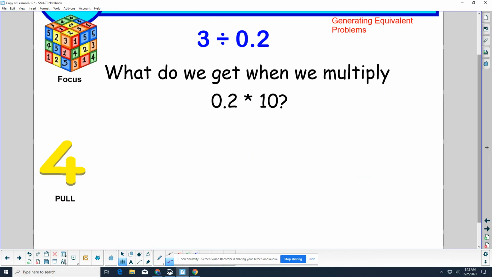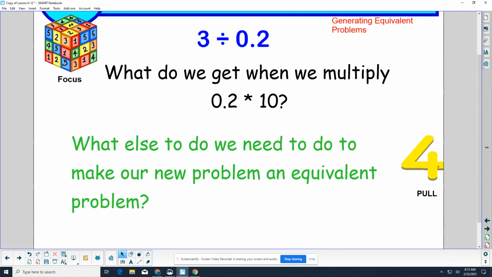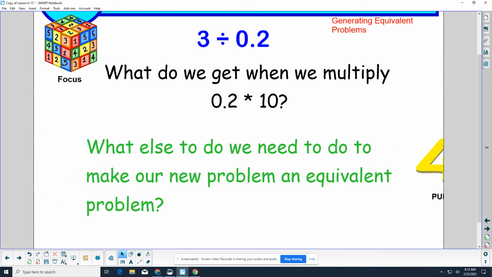So how do we multiply 2/10 by 10? Okay, and what else do we need to do to make our new problem an equivalent problem?